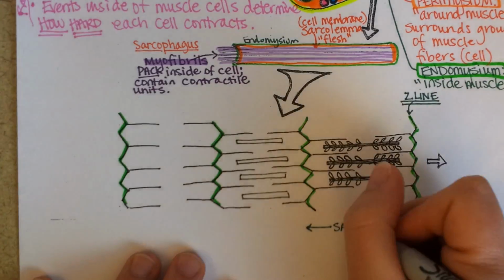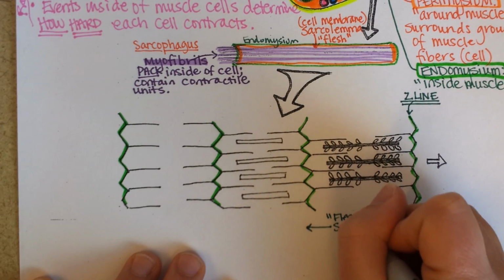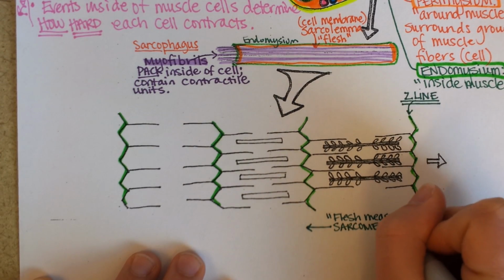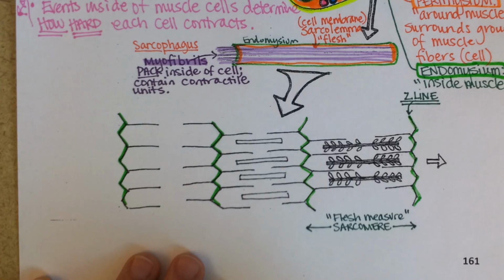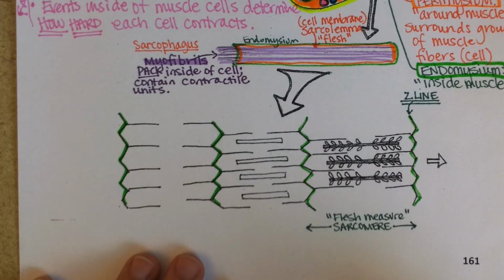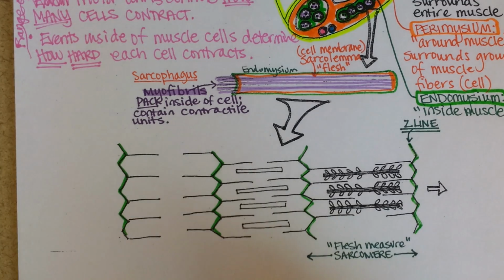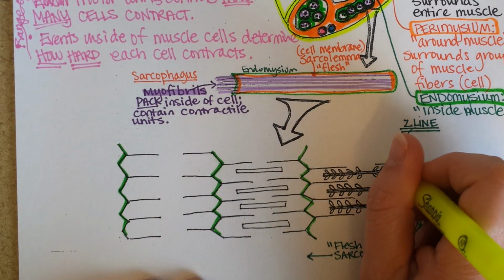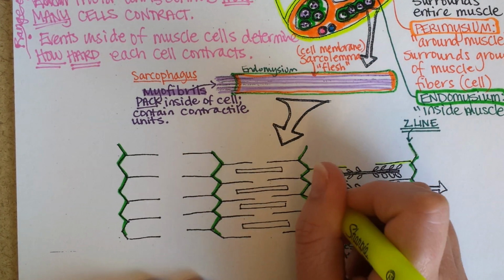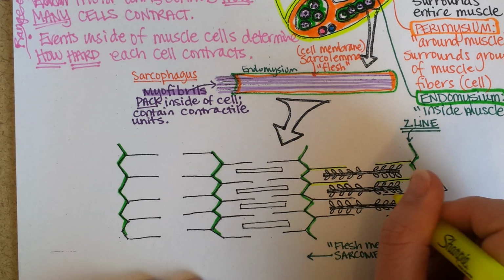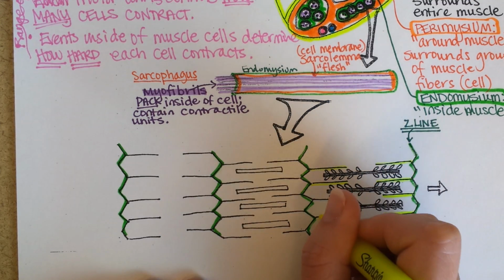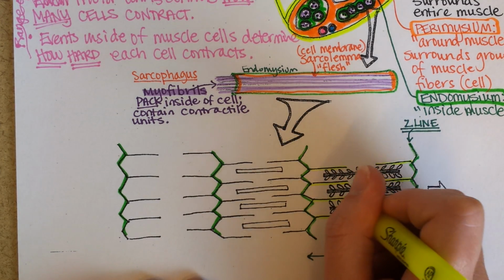And that word sarcomere means flesh, of course, and measure. So sarcomere is the measure of flesh. Now, within a sarcomere, you have actin and myosin, and those are going to overlap, and the myosin will pull on the actin to cause a contraction. The myosin is yellow, or not really yellow. I'm highlighting the myosin in yellow. This.